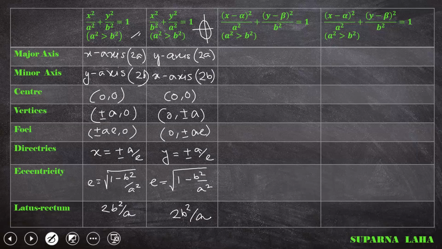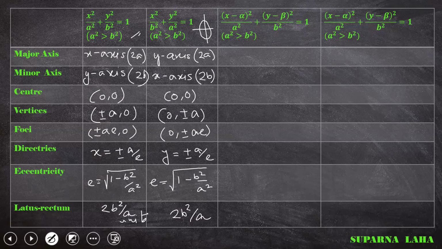Clear? Write down units here. Now look here. The eccentricity, the length of the latus rectum, and the lengths of the major axis and minor axis remain the same for every case.